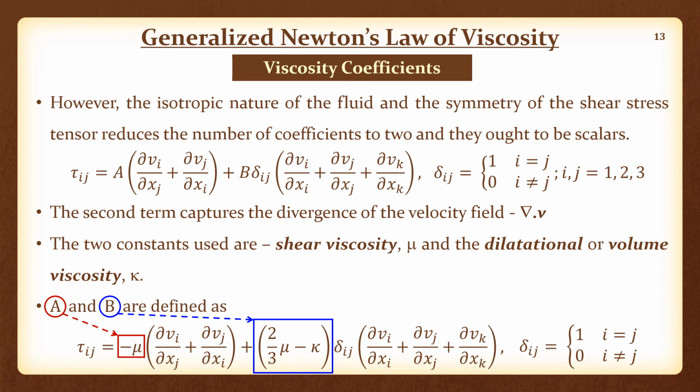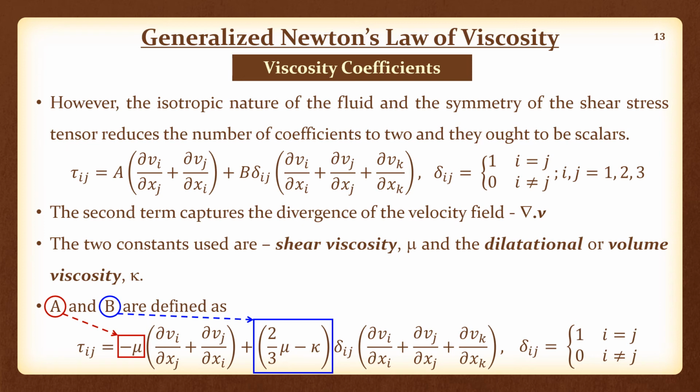Now there are two sets of terms, as you can see. The first term has a coefficient a, which is a scalar. It has what we saw as the velocity gradient, dou vi by dou xj plus dou vj by dou xi. The second term has a Kronecker delta, and what is inside the brackets is basically the divergence of velocity, del dot v: dou vi by dou xi plus dou vj by dou xj plus dou vk by dou xk.